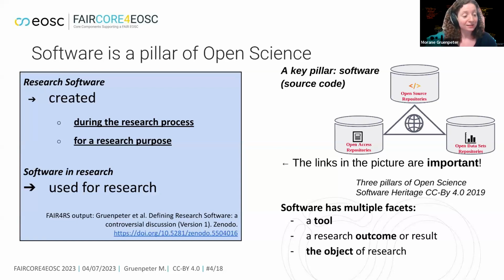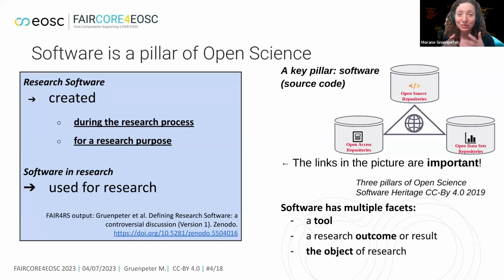We use this definition from the FAIR for Research Software output, where software in research is different from research software. Now, why is it important? It's important to see that software is a first-class output alongside publications and data. And that's why it's a key pillar in open science, next to open access repositories and open datasets repositories.